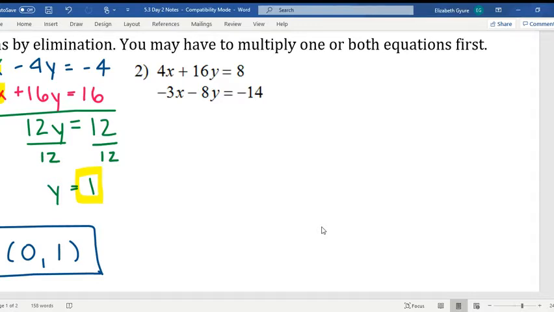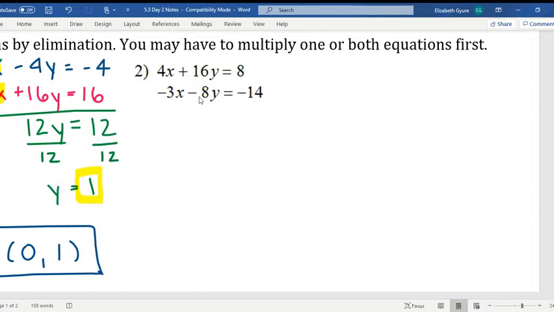Now think multiplying. Let's look at x's first. Can I multiply a 4 by something to turn it into a 3? No. Can I multiply 3 by something to turn it into a 4? No. So x's probably aren't the best choice here, right? All right, let's look at the y's. Could I multiply 16 by something to turn it into an 8? No, but could I multiply 8 by something to turn it into a 16? Yes. So this is the one we want to make cancel.